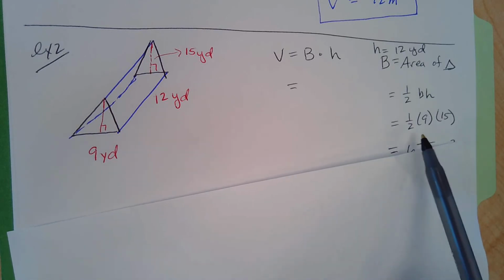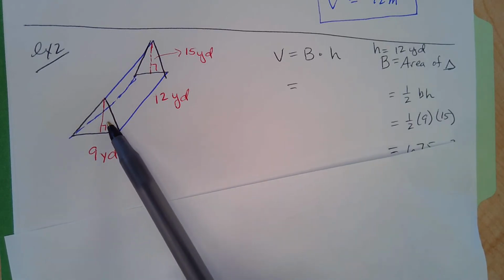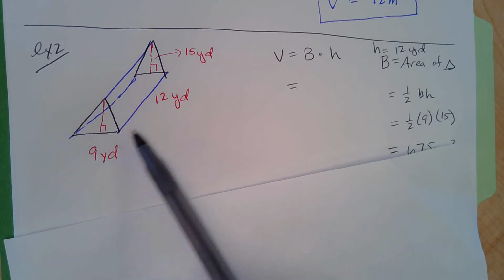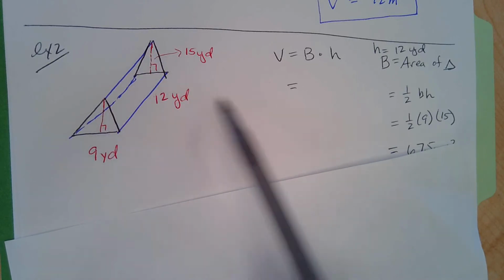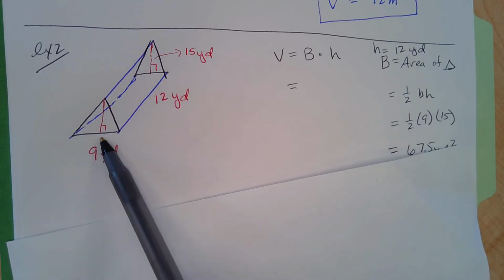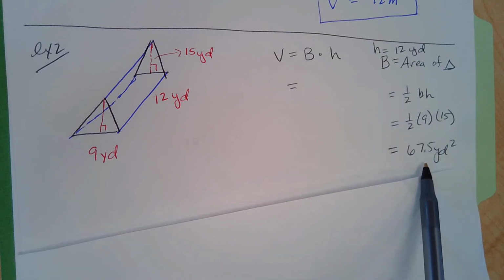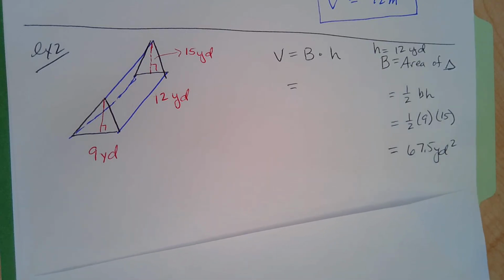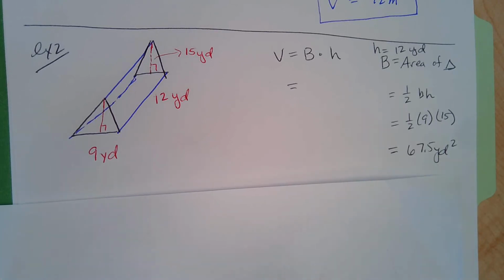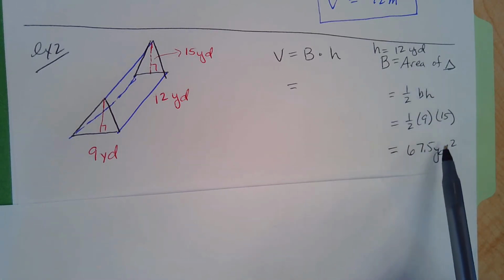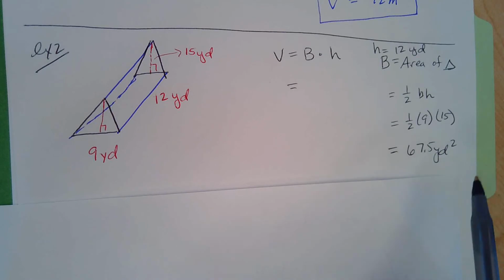So here we have the 1/2. Here's the height, here's the base. So the height is the same as this, 15 yards times the base, 9. So the base is 67.5 yards squared. Now we will substitute all the information that we gathered from the height and the base into our formula.